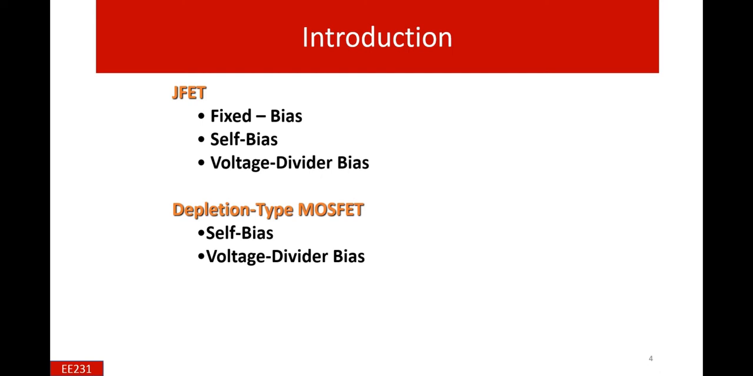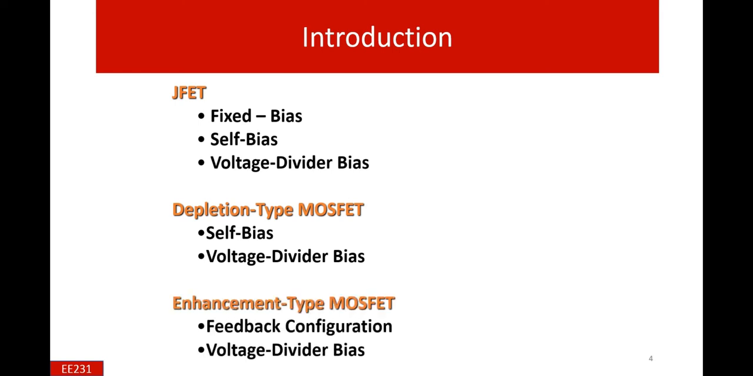Basically we have some specific relations. For JFETs and depletion type we have the same current relation of the drain side, which also holds for the source side. Enhancement type MOSFETs have a different relationship for the drain current as well as for the source current. For enhancement type, we will try to cover the feedback configuration and the voltage divider biased circuits.